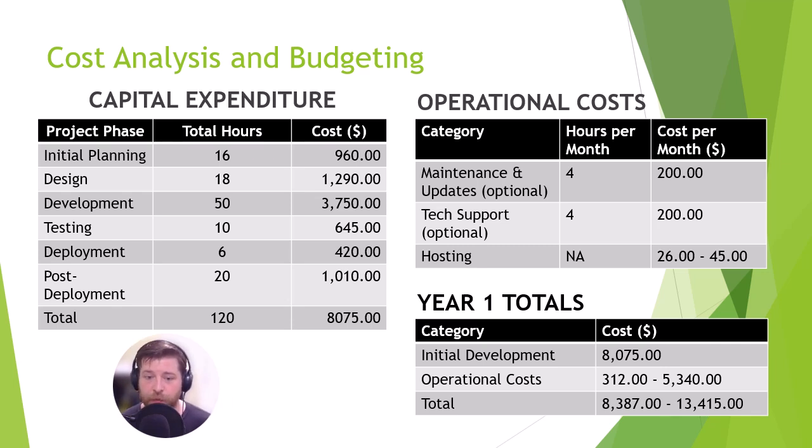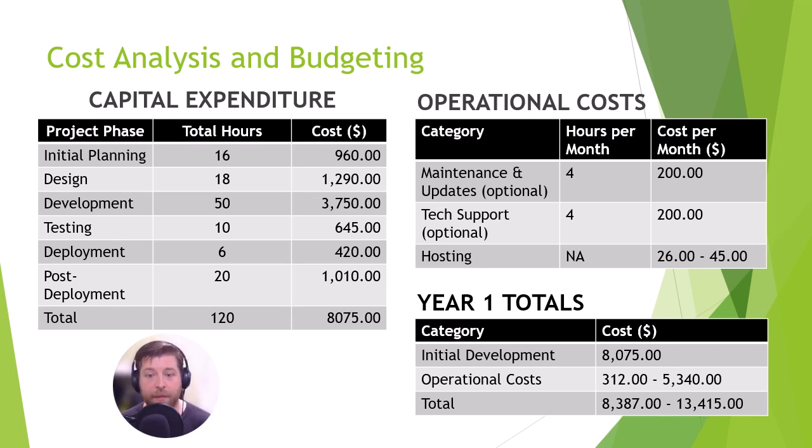120 hours of work, which will cost $8,075, which is about in line for what you're going to be expecting to pay for any web developer in the Boston area for this size of a project. The operational costs is where you're going to have to make some decisions, because we have different packages that we include, and you can add as you want.